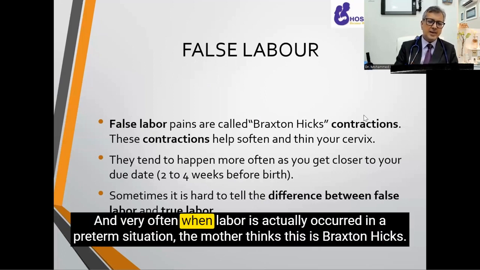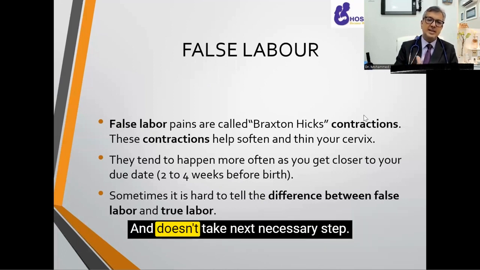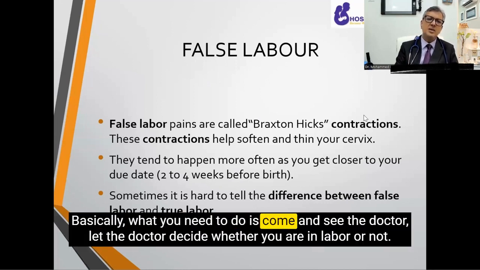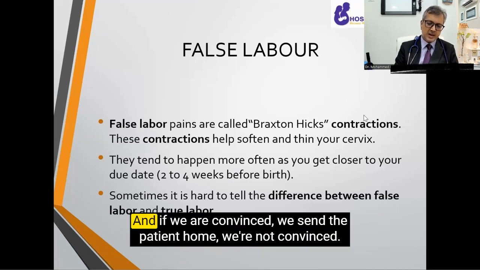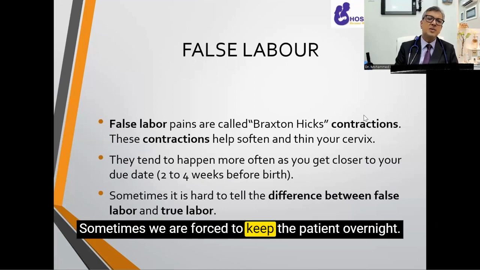And very often, when labor has actually occurred in a preterm situation, the mother thinks this is Braxton Hicks and doesn't take the necessary step. Basically, what you need to do is come and see the doctor, and let the doctor decide whether you are in labor or not. Believe me, even when people come to me at 7 months and say I'm having frequent contractions, I myself am not able to diagnose whether this is false labor or not. If we are convinced, we send the patient home. If we're not convinced, sometimes we are forced to keep the patient overnight.